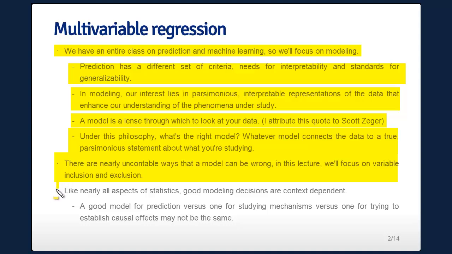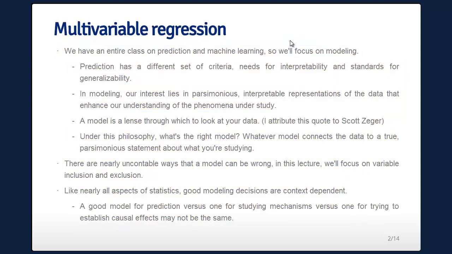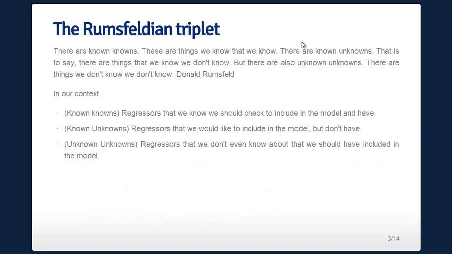And then, something that comes up a lot in this class: good modeling decisions are context dependent. As an example, a good model for prediction versus one for studying mechanisms to establish causal effects aren't the same thing. If you want predictions, you may be able to tolerate a lot more variables in your model than if you want to create small parsimonious causal effects.